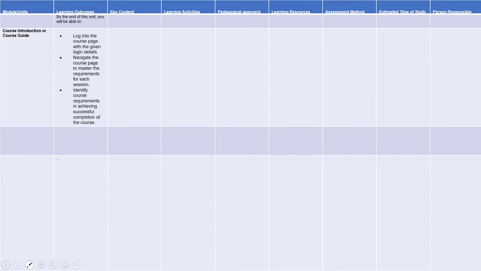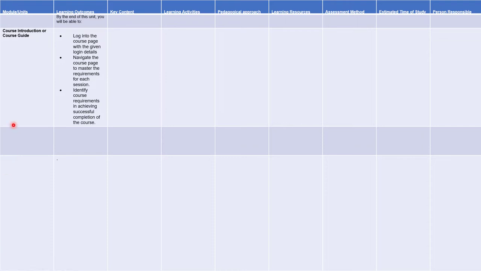Now, for us to get the learning outcome, you have to put it there. You have three learning outcomes that have been stated here. One is to log into the course page with the given login details. Then the second one is to navigate the course page. And the last one is to identify course requirements in achieving successful completion of the course.